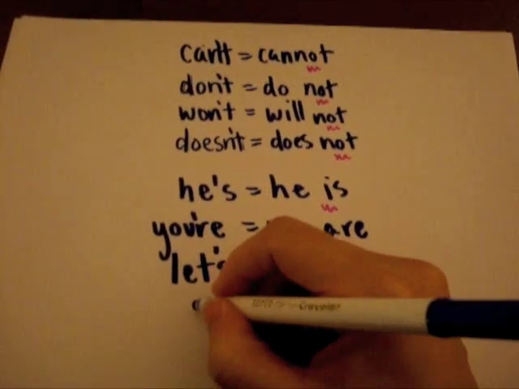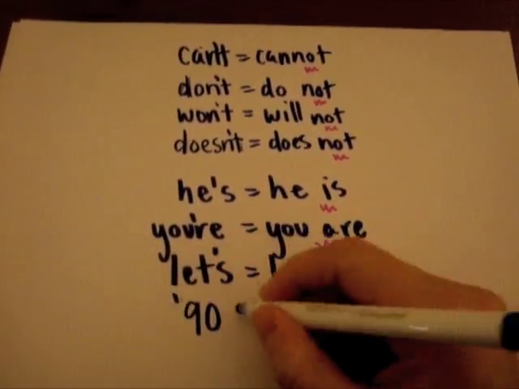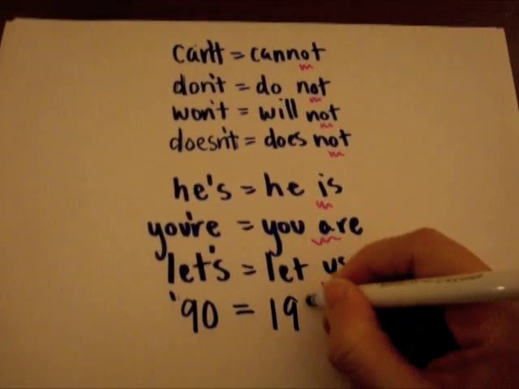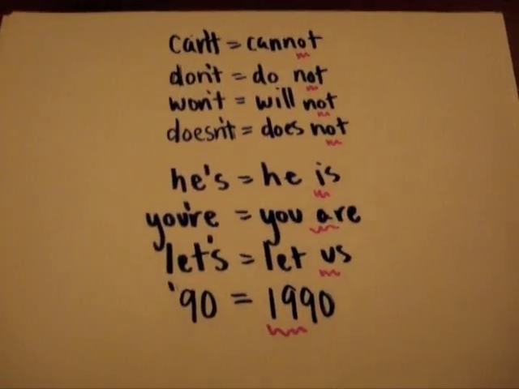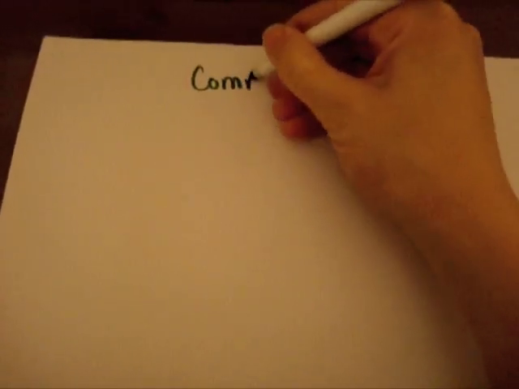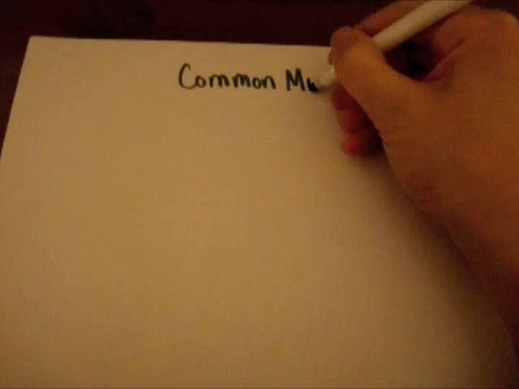In addition, we've already talked about how you can use an apostrophe for the date. If I said I was born in '90, it would mean 1990, with the apostrophe representing the 1 and the 9. There are a few common mistakes that people make with apostrophes.